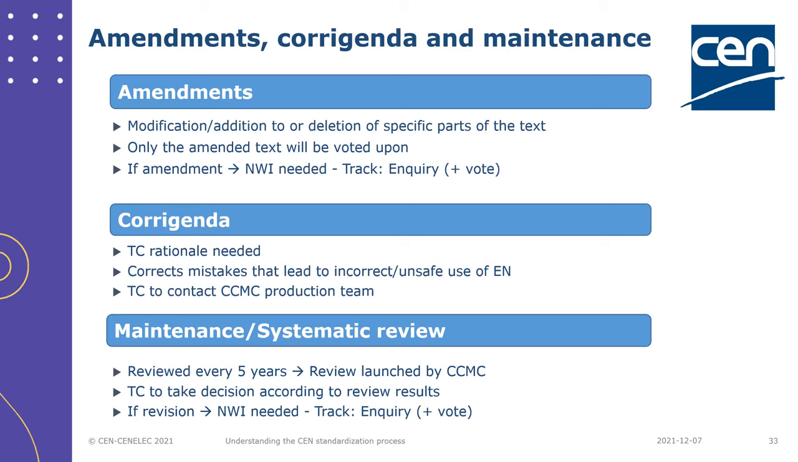Amendments are only possible for standards that are less than 4 years old. If a standard is more than 4 years old, it means that if there are some modifications needed, a revision is the only option. And in case of amendments, the normal procedure applies. So this means that there is a need to launch a CIB for the creation of a new work item, and then the normal track applies. So the inquiry plus the formal vote.